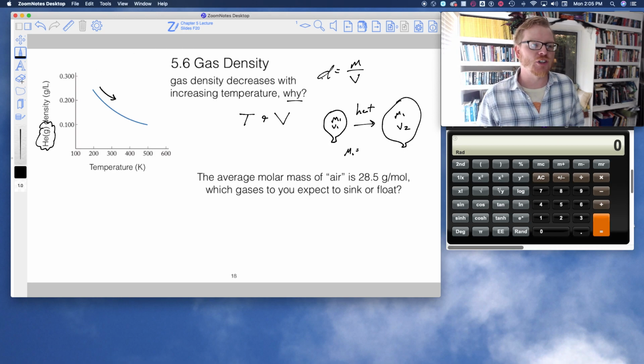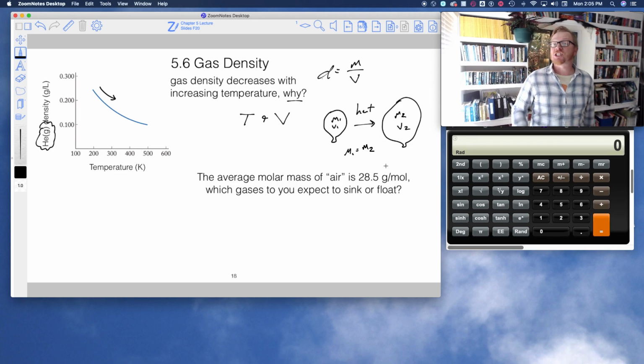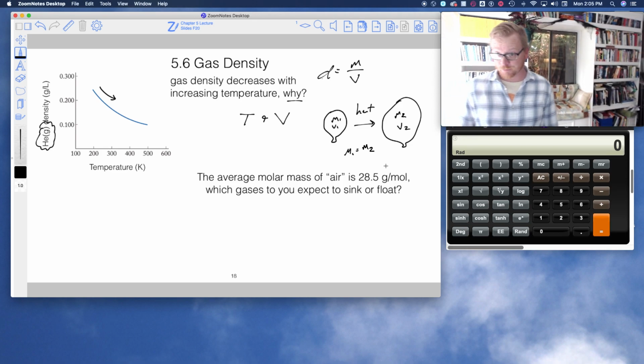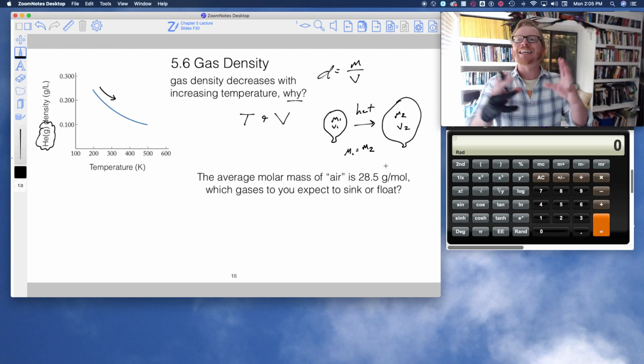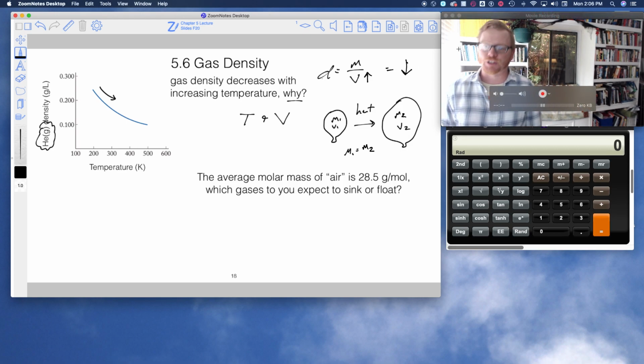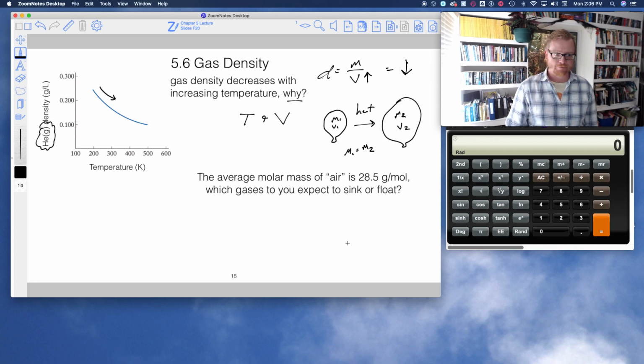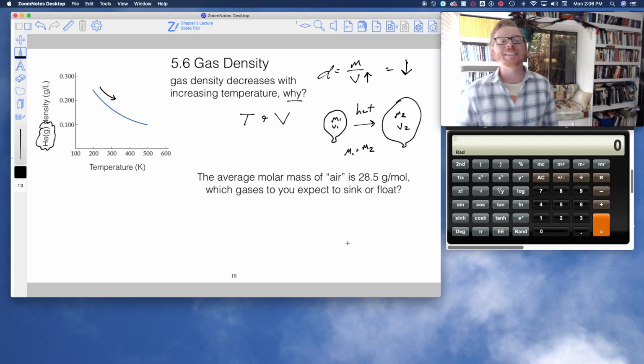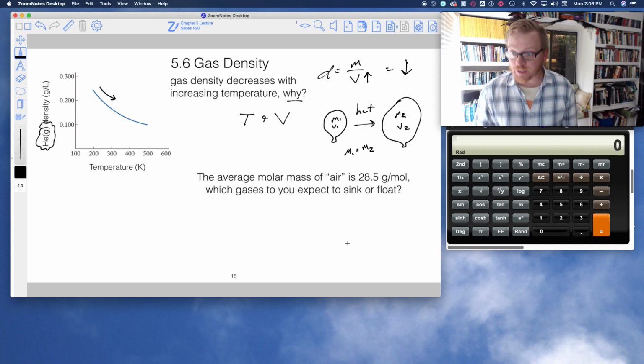M1, actually, let me write 2 just to be consistent with our other nomenclature. I'll write a 2 here. Look, M1 equals M2 because we didn't change the mass of gas in the balloon, right? It's the same amount. However, the heat is making the balloon expand, so that means the density has to decrease, right? If the volume here is going up, but the mass is staying the same, 1 over a bigger number means the density has to go down, okay? So gas density always decreases with increasing temperature.